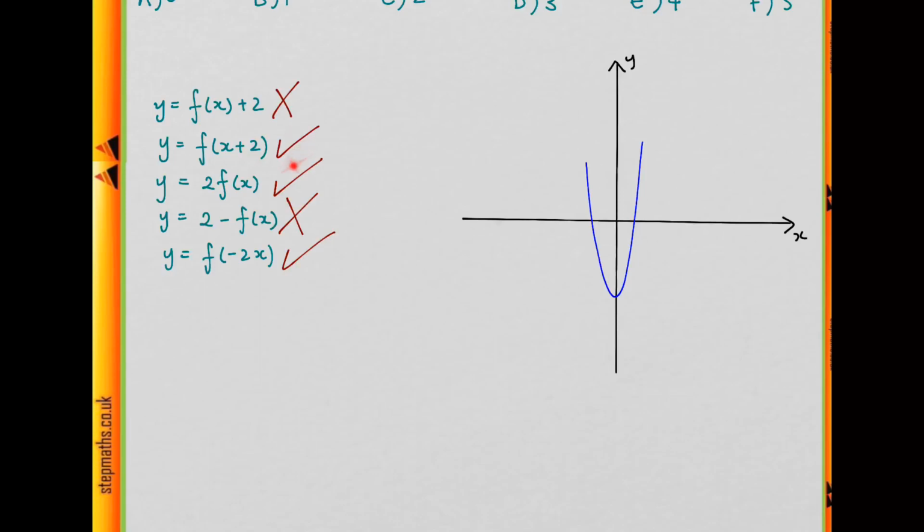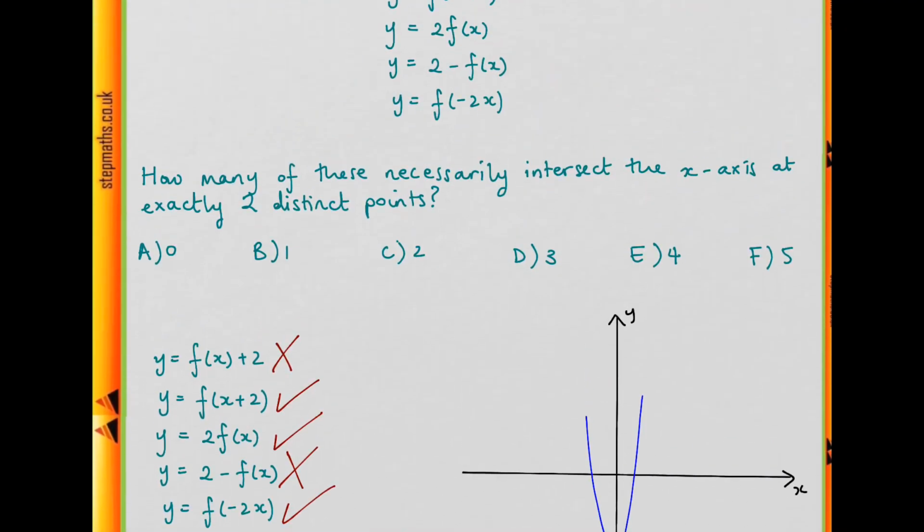So all in all, we've got 3 of these graphs where they have to have 2 distinct intersections. So we have solution D.